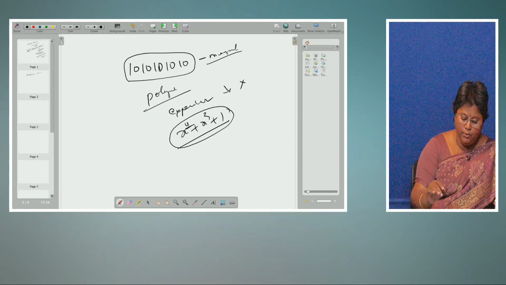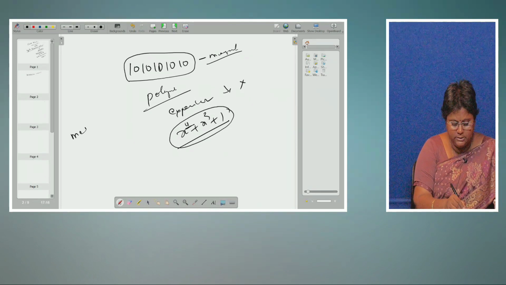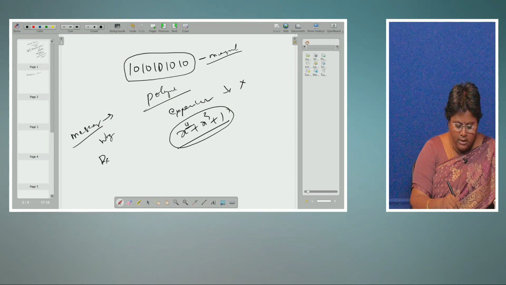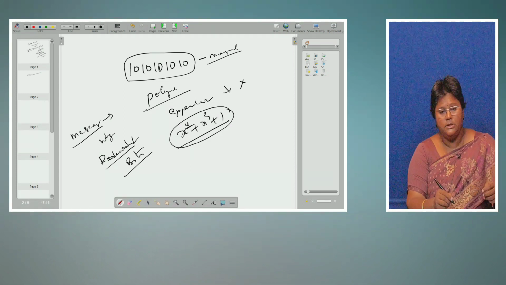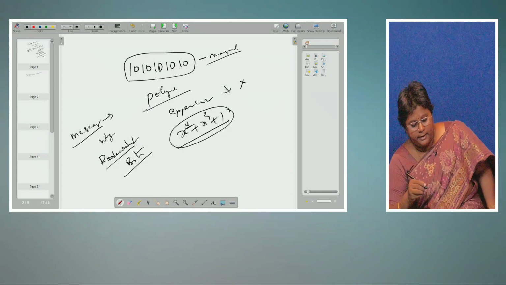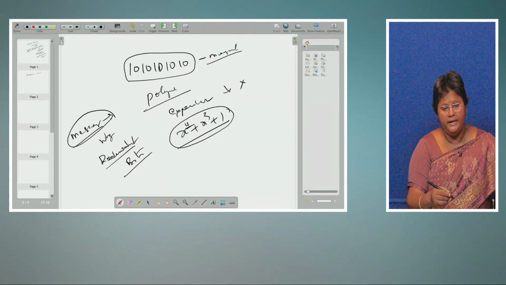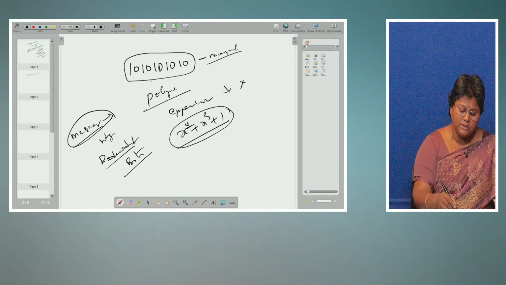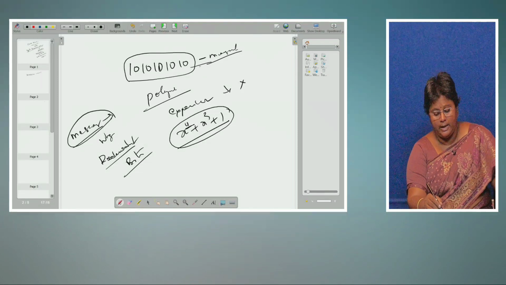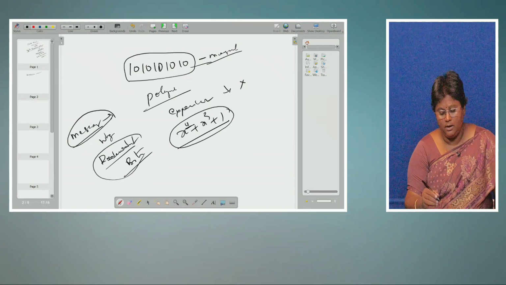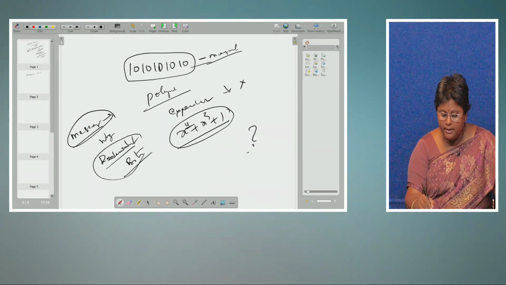Usually whenever we send a message, we will not send a simple message; we will add some more bits. Why do we add extra bits, called redundant bits? Because we cannot detect and correct the errors in a given message. So to detect and correct these errors, we add some more bits, which are called redundant bits. Now the question is, how many redundant bits are you going to add?